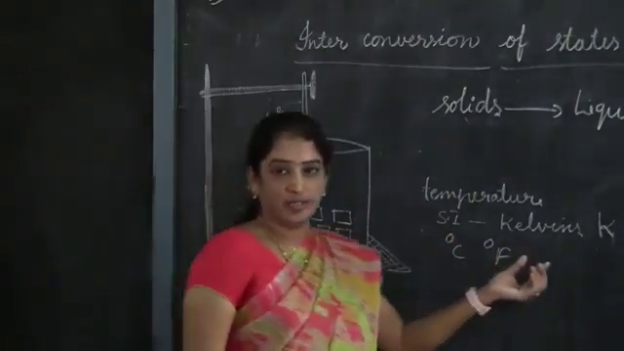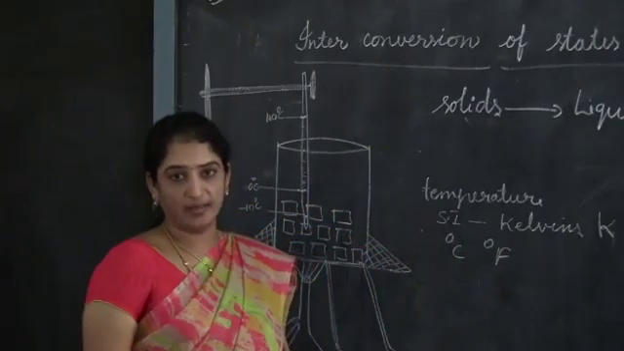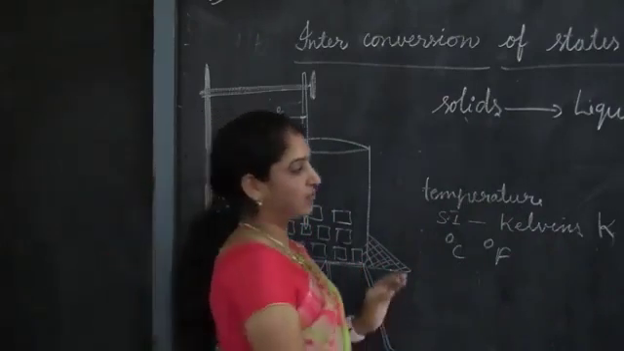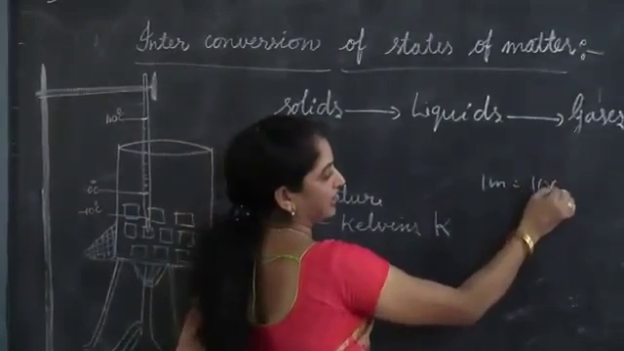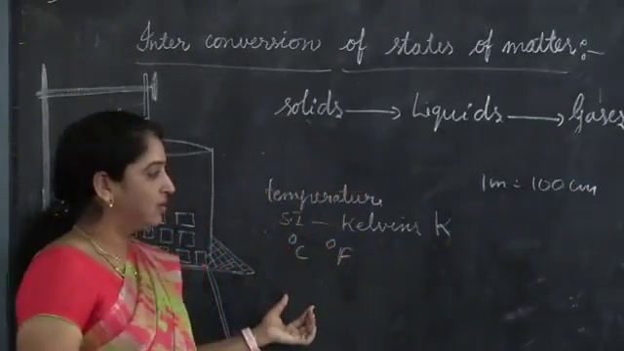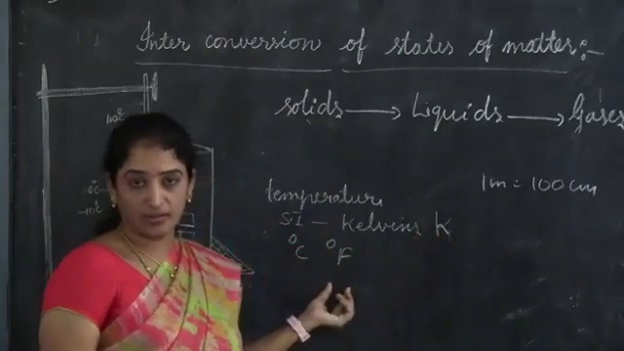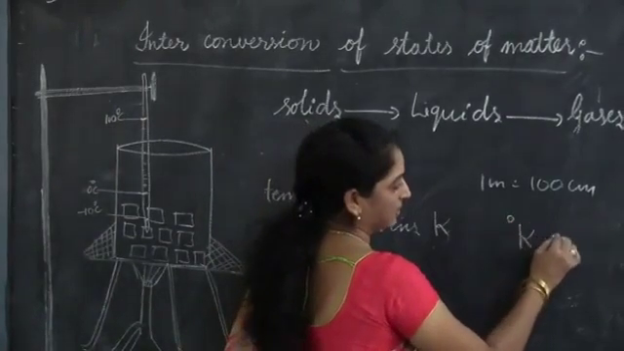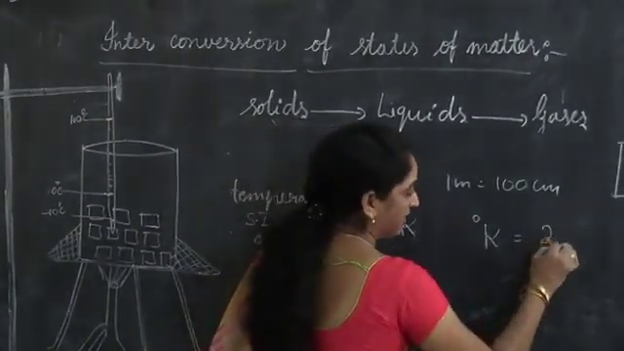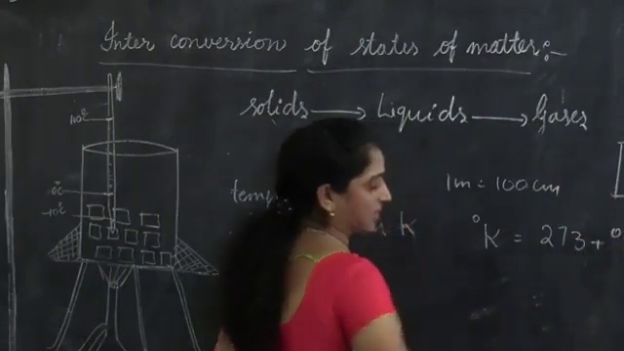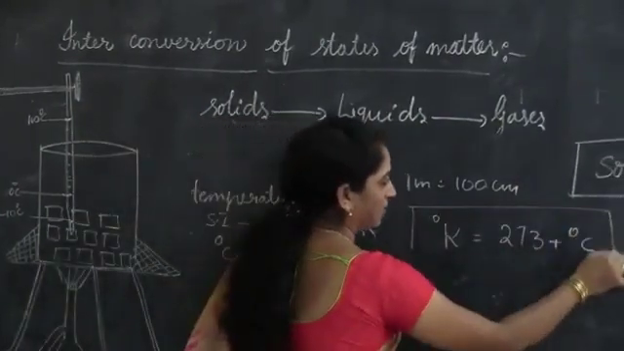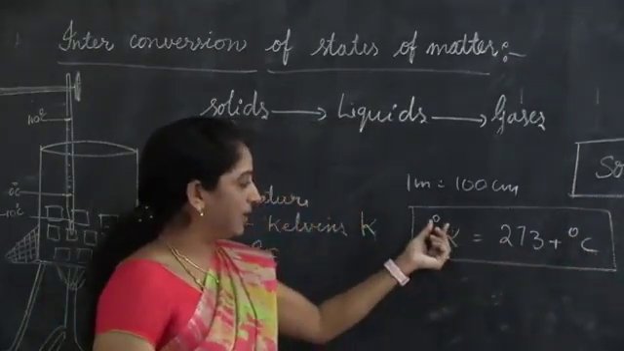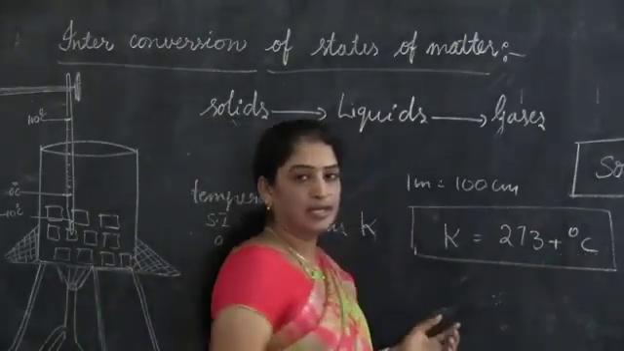So we know that what is the SI unit of length? Meter. And what is the CGS unit of distance or length? Centimeter. So we know that 1 meter equals 100 centimeters. In the same way, 1 degree Kelvin is equal to how much in Celsius scale? So for that, degrees Kelvin is equal to 273 plus degree Celsius. So this is very important, how to convert Kelvin scale to Celsius scale. So degree Kelvin is equal to 273 plus degree centigrade.